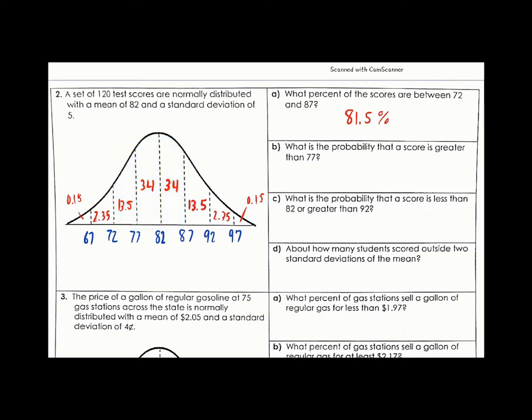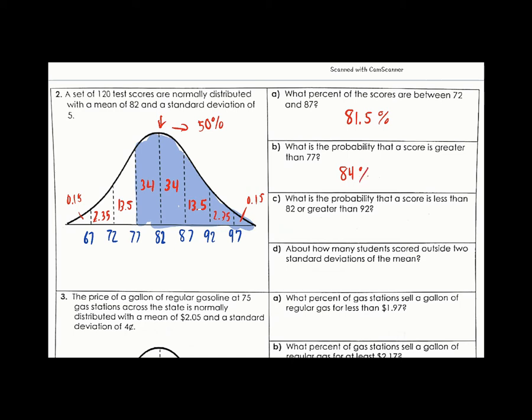Okay, that's done. Let's look at the next question. What is the probability that a score is greater than 77? Look, well, 77 is all the way from here and over. Now, I want you to just think logically here. What do we know lies from this point right here over to the right? Isn't that 50% of our data? So we got 50% of our data plus 34. So what's 50% plus 34?